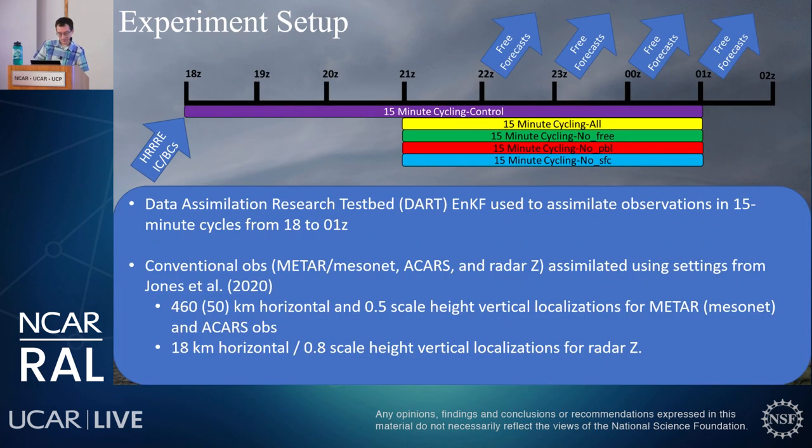So as far as the actual DA cycling goes, I cycle it every 15 minutes from 18Z through 01Z, and that's using the DART EnKF, which has been good to work with. For the control experiment, I'm just assimilating and cycling those conventional observations: METAR and MESONET, ACARS, and radar Z. That's all similar to the settings from Jones et al. 2020, so kind of make it as similar to Warn-on-Forecast as possible.